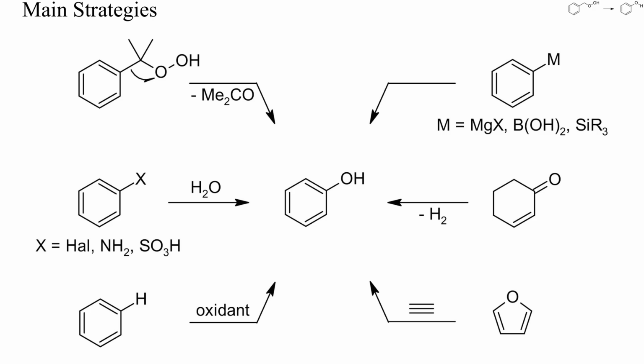Benzylic hydroperoxides like cumene hydroperoxide readily rearrange to phenol and a ketone when treated with acids. This rearrangement proceeds particularly well with electron-rich arenes. One byproduct is acetophenone, formed when a methyl group instead of the phenyl group migrates to oxygen.